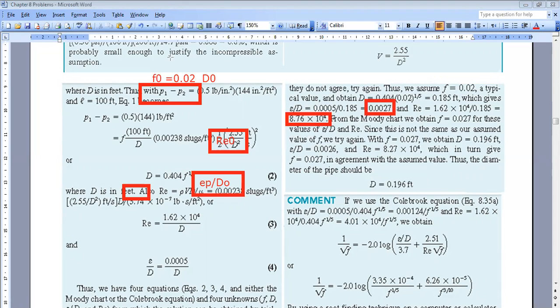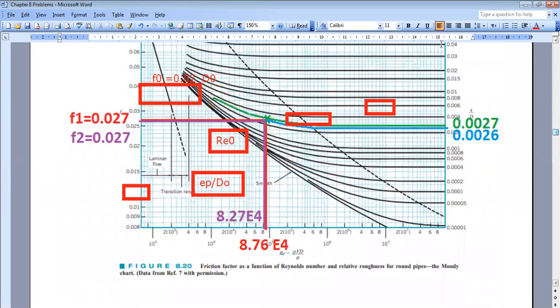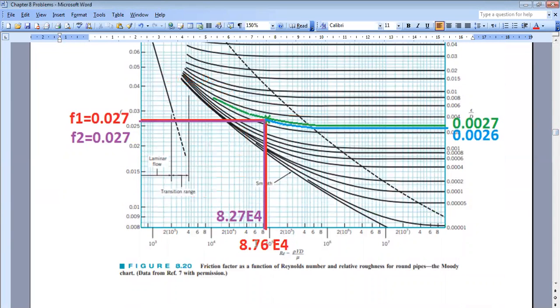Okay, so let us do this together. Keep in mind the values: 0.0027 for epsilon over D and 8.76 times 10⁴ for Reynolds. Let us go now to the Moody chart. As you can see here, the red line corresponds to Reynolds of 8.76 times 10⁴, and the curved green line corresponds to 0.0027. The intersection of the two lines is nearly here.